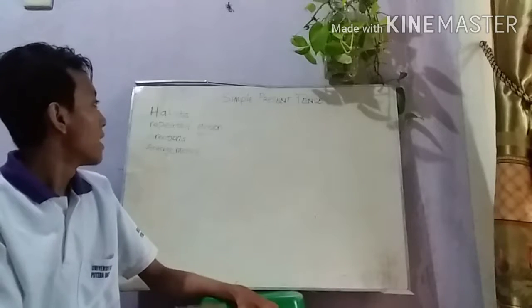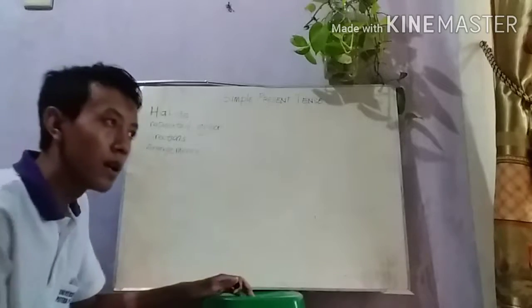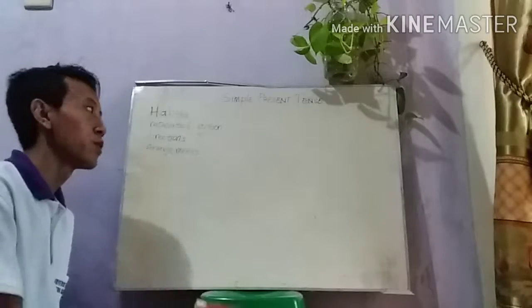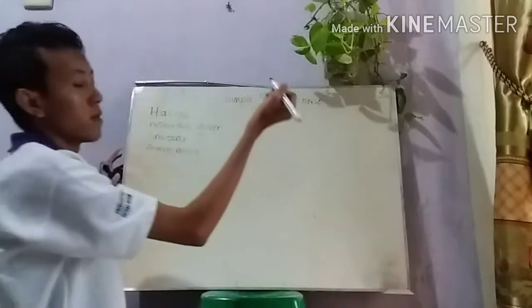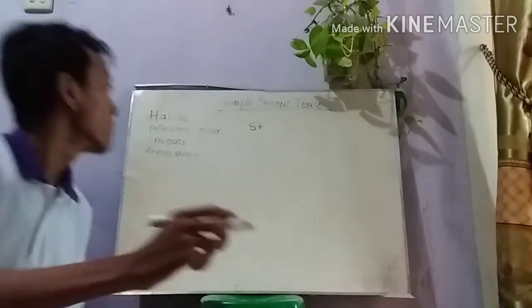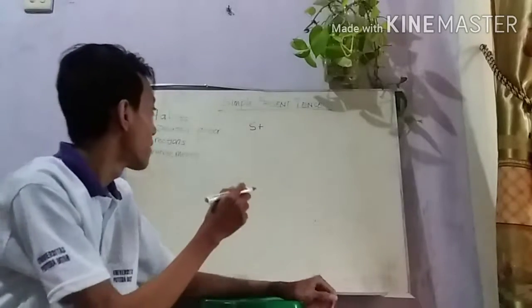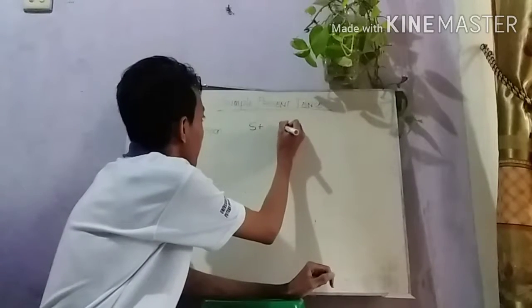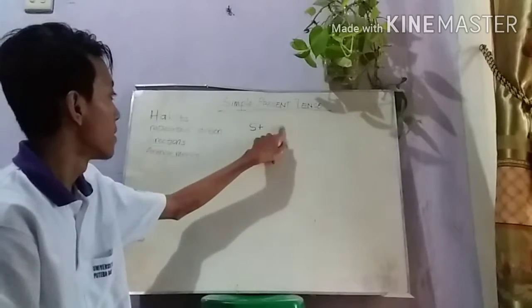And then this simple present tense, of course, has a formula. The formula here we use is subject first, and then the second is verb 1. Subject and verb 1 is enough.